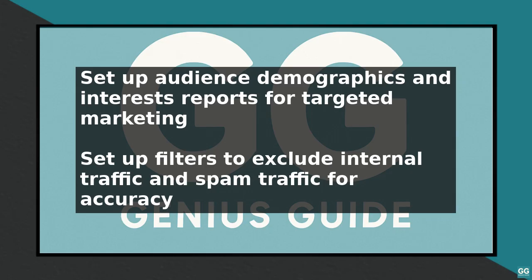Finally, ensure that you have set up filters to exclude internal traffic and spam traffic. This will give you a more accurate picture of your website's performance and prevent skewed data. By following these steps, you can optimize your Google Analytics Universal Analytics setup and gain valuable insights into your website performance and user behavior. This will enable you to make informed decisions and drive business growth.